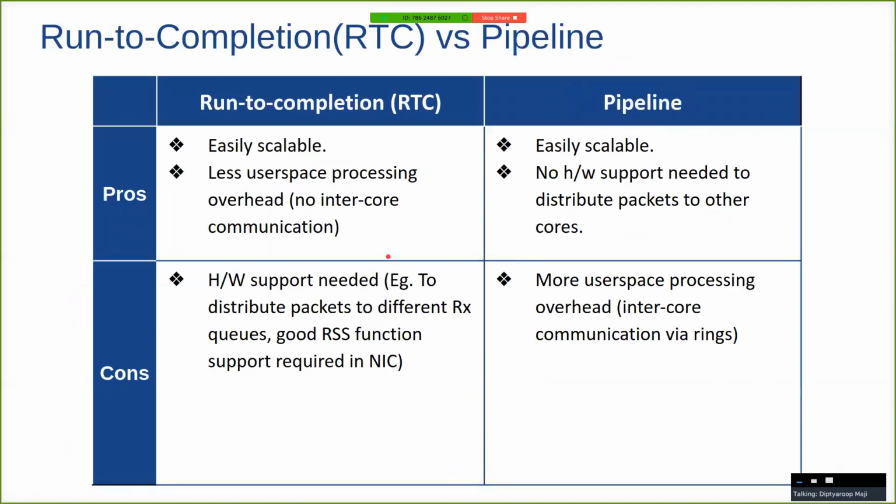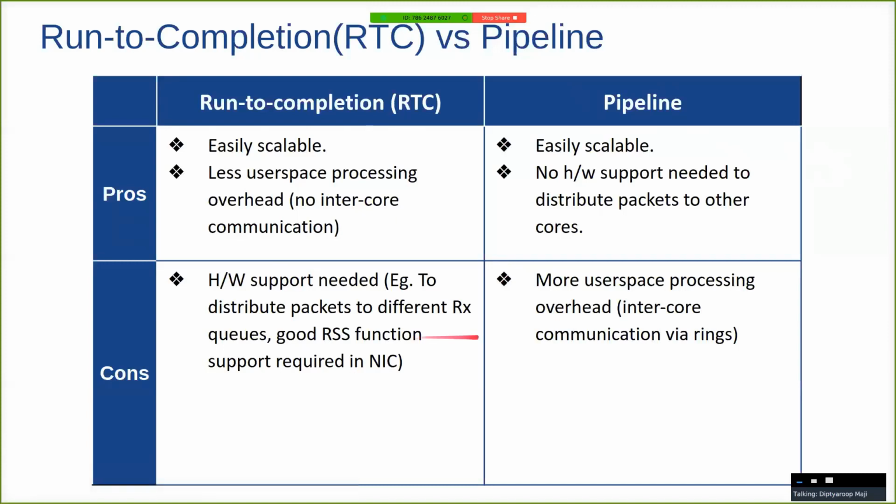So one advantage of run to completion is there is less user space processing. That is, there is no inter-core communication, which is there in the pipeline. However, on the other hand, the pipeline design doesn't require any hardware support, that is, the RSS function on the NIC to distribute packets to other cores. So if there is no hardware support in the run to completion model, then only one core will receive all the packets and our application won't scale.